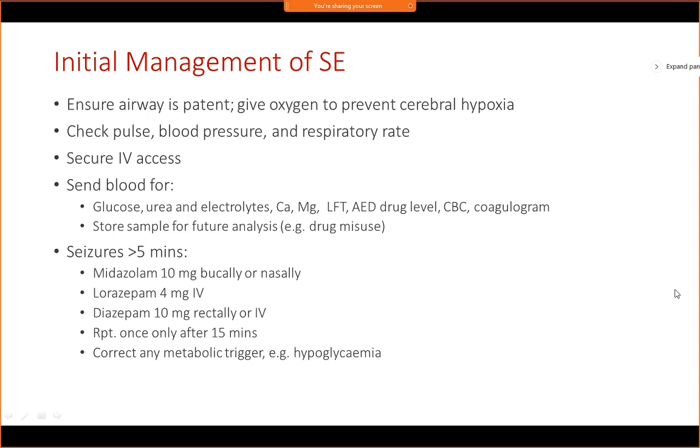You maintain a patent airway, give oxygen to prevent cerebral hypoxia, check the vitals, pulse, blood pressure, respiratory rate, and quickly go for an IV line. From the IV line, you do two things. One, you draw the blood. Secondly, through the same cannula, you can put in the IV fluid and the medications that would be required intravenously. So what are the tests you will send for? Glucose for hypoglycemia, urea and creatinine for renal failure, electrolytes. If possible, drug monitoring, CBC, ESR, coagulation, and store one sample for drug analysis.